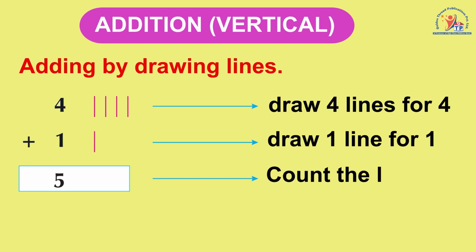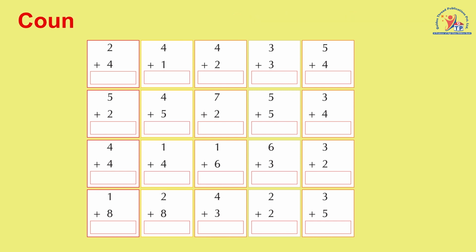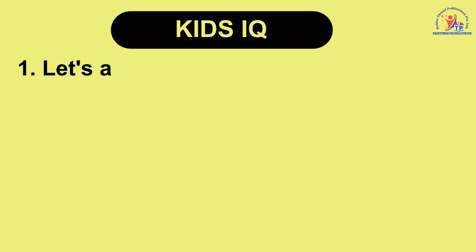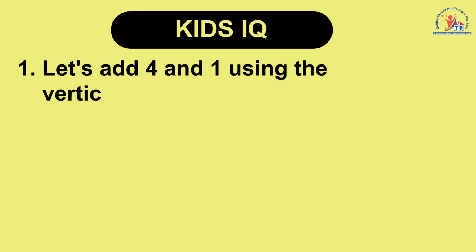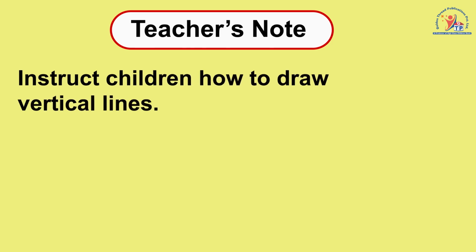5. Count the lines and write. Draw lines in front of each number. Count the lines and add. Kids IQ. 1. Let's add 4 and 1 using the vertical addition method. Teacher's note. Instruct children how to draw vertical lines.